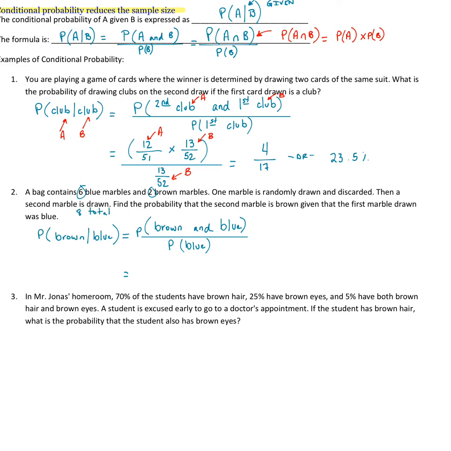Okay. This time we're going to assume we pulled a blue marble, and we put it off to the side. So that means there's only 7 marbles left. And of those 7 marbles, how many are brown? That would be 2. And of course, we're going times the probability that we pulled a blue in the first place. So 6 out of 8. Pretty good chance that we pulled a blue. And that, of course, is divided by 6 out of 8.